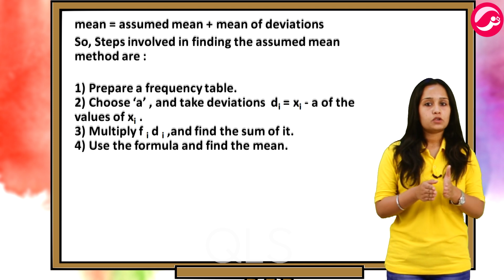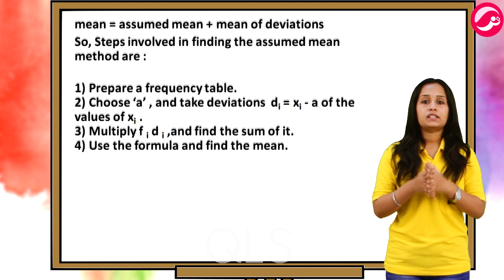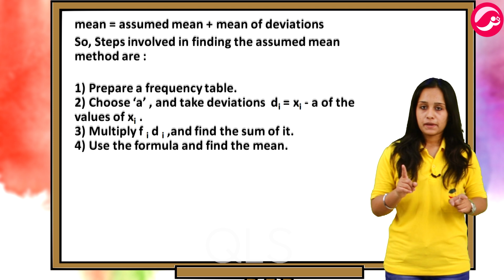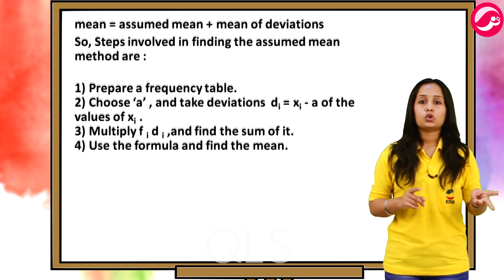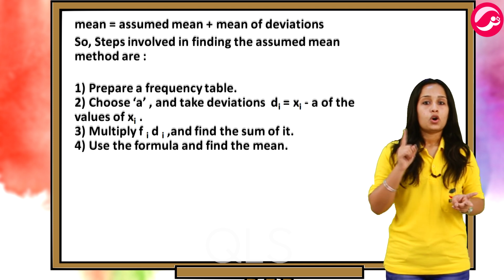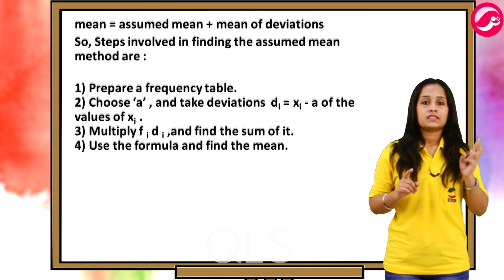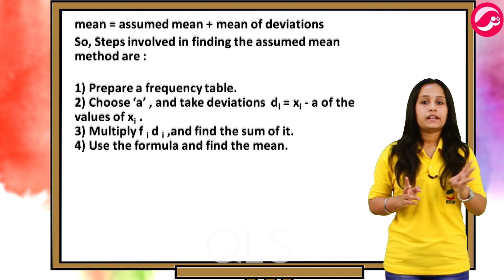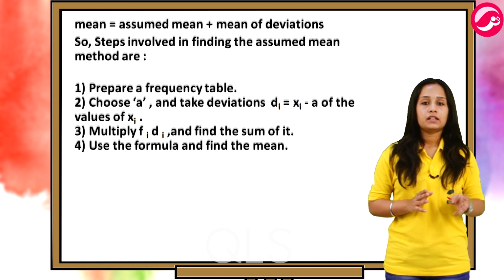So steps involved in finding the assumed mean method are: number 1, prepare a frequency table; number 2, choose small a and take deviations di is equal to xi minus a of the values of xi; number 3, multiply fi di and find the sum of it; number 4, use the formula and find the mean. So this was simple, I guess.